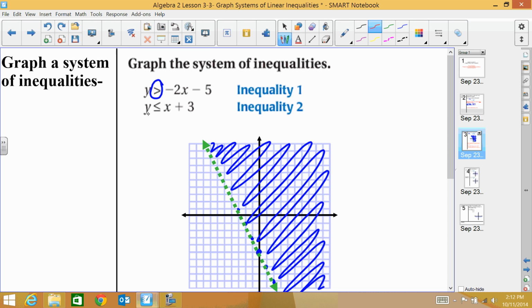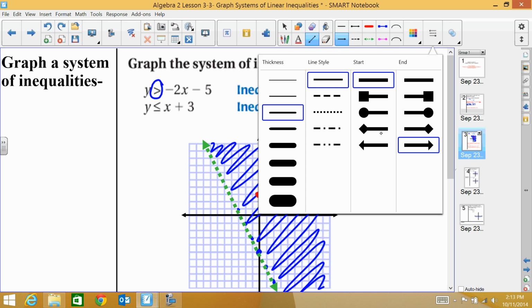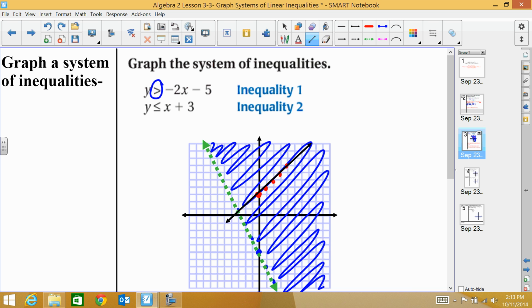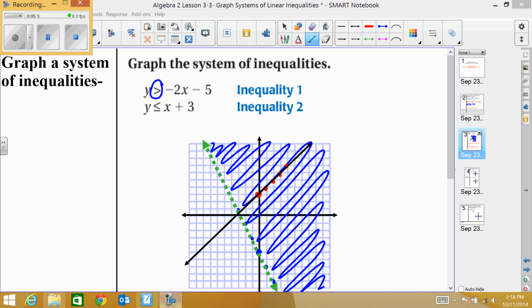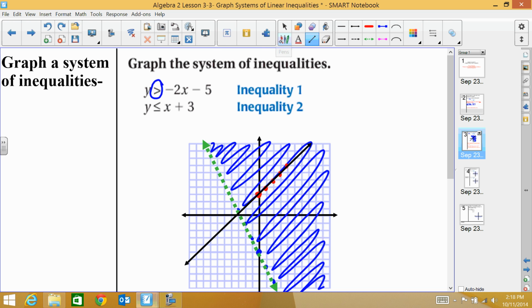So I have y is less than or equal to x plus 3. My y-intercept is 3, and my slope is 1, so I go up 1, right 1. Then I'm going to draw my line. Again, I have to decide if it's going to be a dotted or a solid line, and it is going to be solid because I have the equal to underneath. Then I have to decide where to shade. Because the symbol is less than or equal to, we are going to shade below our line, right here.